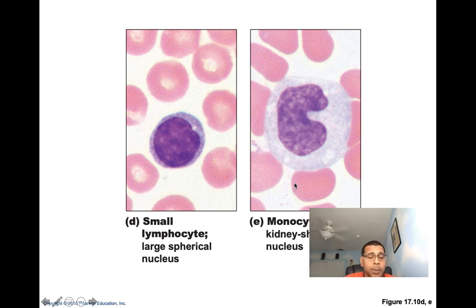Next are our monocytes. Monocytes account for 3 to 8% of our white blood cells. They are the largest leukocyte that we'll see. When we talk about their structure, they have U or kidney-shaped nuclei and a gray-blue cytoplasm. Their function is phagocytosis. They develop into macrophages in tissues, and these monocytes are important in chronic infections.